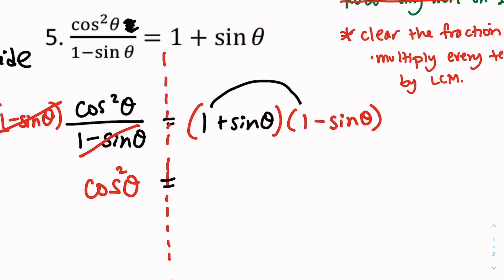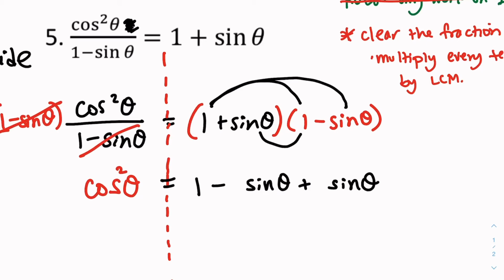1 times 1 is 1. 1 times negative sine theta is negative 1 sine theta, or just negative sine theta. Positive sine theta times positive 1 is plus 1 sine theta, or just plus sine theta. And then positive sine theta times negative sine theta gives me negative sine squared theta. That's what I was trying to get.